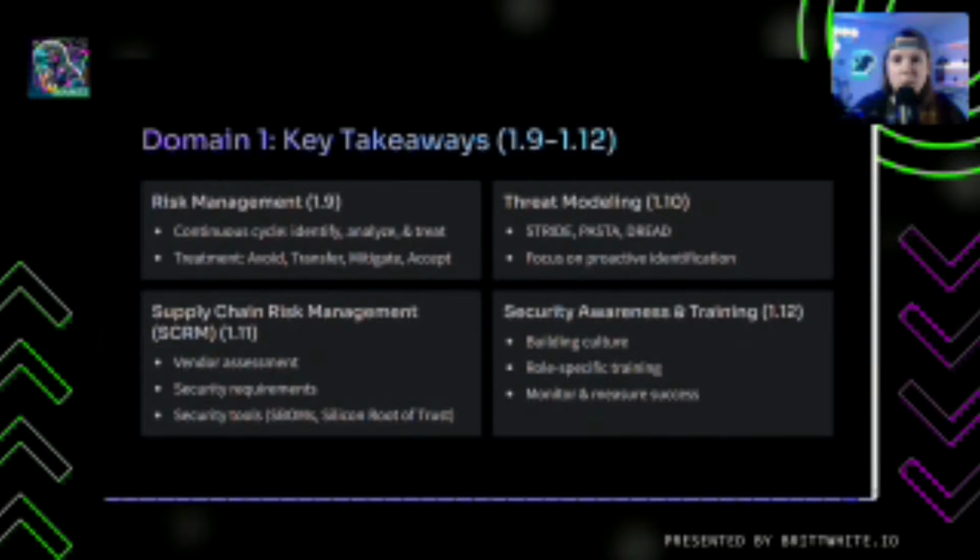These 4 areas work together to create a comprehensive security program. Risk management gives us our strategy. Threat modeling helps us understand our adversaries. Supply chain management extends our security beyond our walls, and awareness programs ensure everyone knows their role. Remember, security isn't just about technology. It's about people, processes, and technology working together harmoniously.